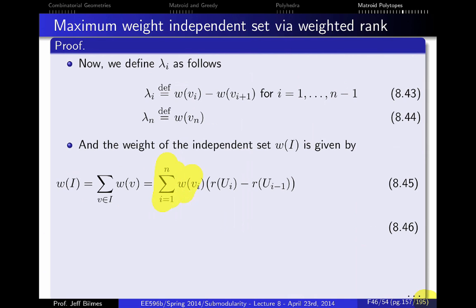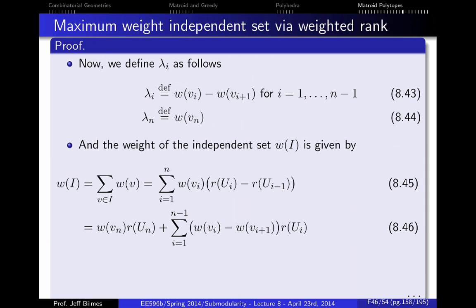So we can write this as the sum over all weight vectors times the difference between these ranks, okay? Why is that? Because some of them are going to be 0. Some of the ranks are not going to increase, and so the weight's not going to matter. Whereas some of them are going to increase, in which case we're going to get the weight that actually does matter. Okay?